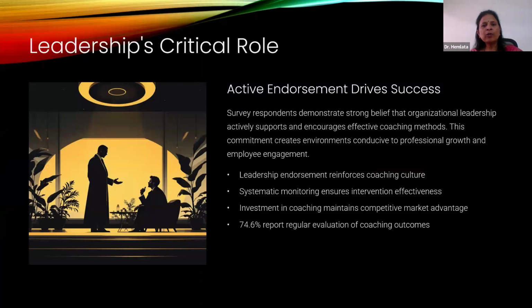Leadership's critical role: active endorsement drives success. Survey respondents demonstrate a strong belief that organizational leadership actively supports and encourages effective coaching methods. This commitment creates an environment conducive to professional growth and employee engagement. Leadership endorsement reinforces coaching culture. Systematic monitoring ensures intervention effectiveness. They also said that investment in coaching maintains competitive market advantage. Like if there is a budgetary provision for coaching, that is giving a market edge to the organization, and 74.6% report regular evaluation of coaching outcomes.